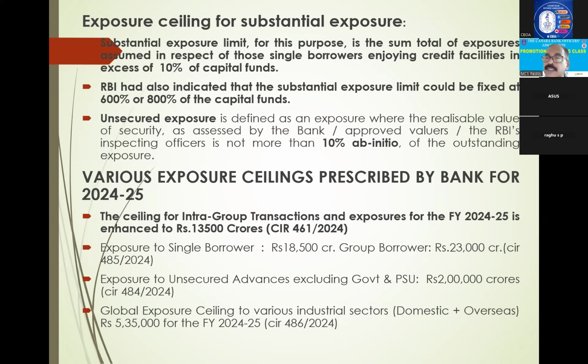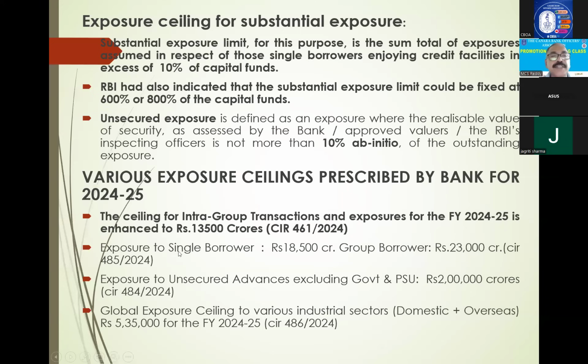Here what Reserve Bank is telling is, substantial exposure you can fix at 600% or 800% of your capital funds. That means out of 1 lakh, 600% means 6 lakh crores or 8 lakh crores. It is up to you. You can fix. So under substantial exposure norms, if you take current figures, all loans exceeding 10,000 crores and above, the entire bank as a whole put together, should not exceed 6 lakh crores or 8 lakh crores. That 6 lakh or 8 lakh, the board will fix. Right? This is what we call substantial exposure norms.